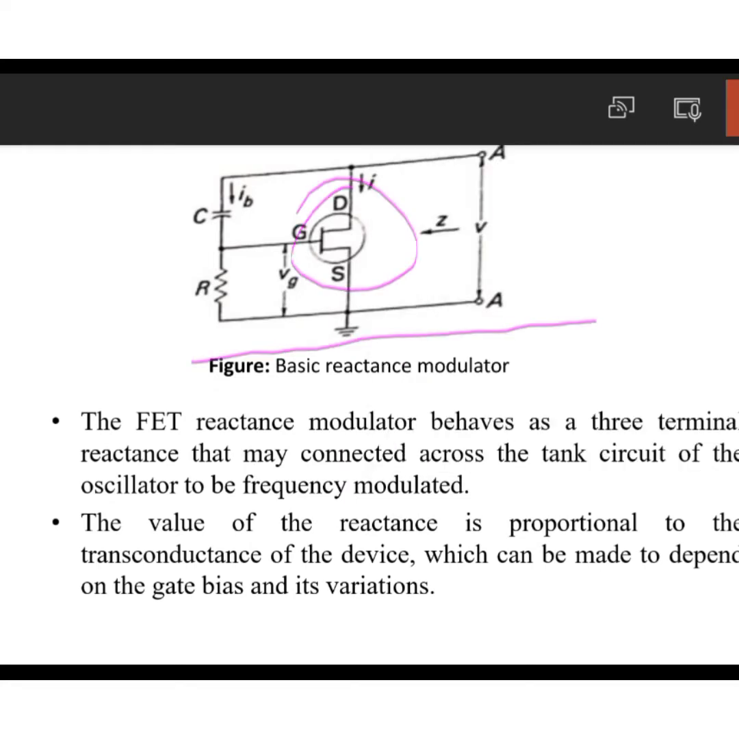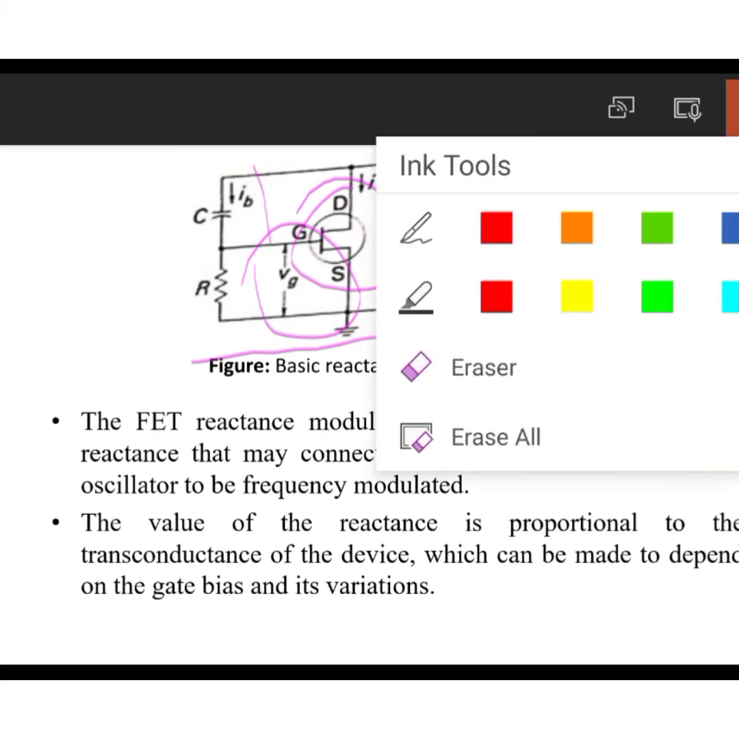Here we are providing FET. The current flowing through is the ID current. Here the current flowing through is the base current. The voltage developed here is VG. So across this terminal we will be applying an LC circuit to get an FM output.